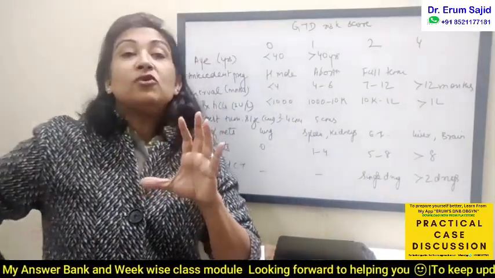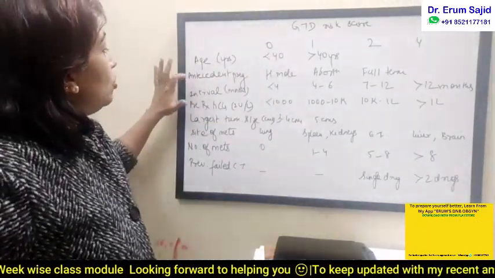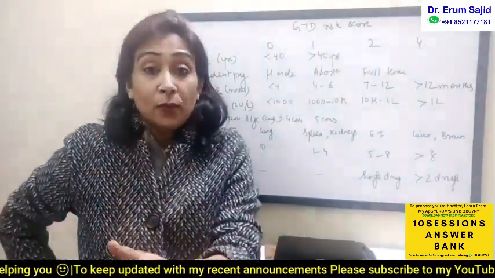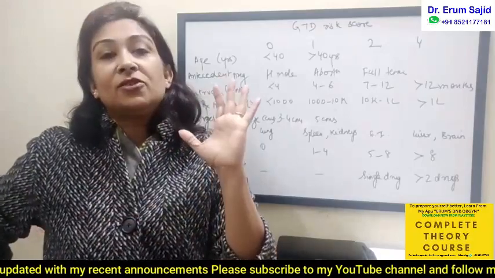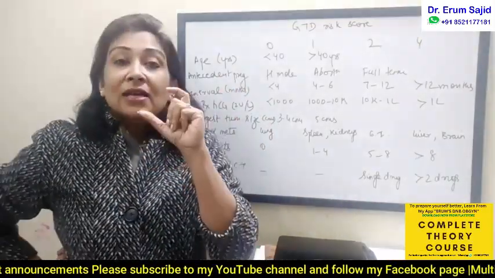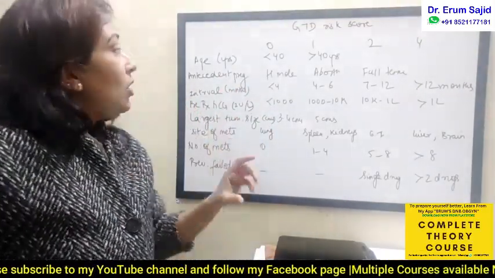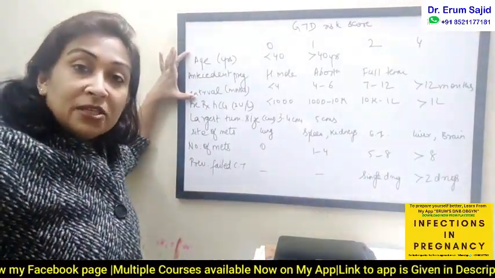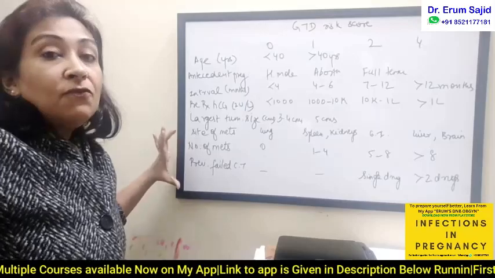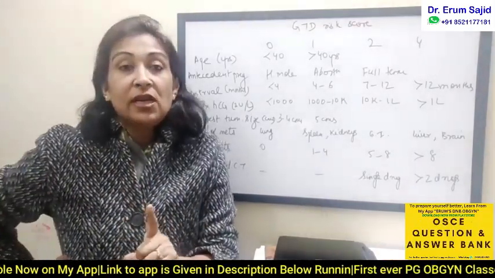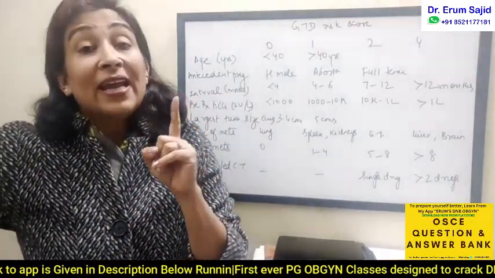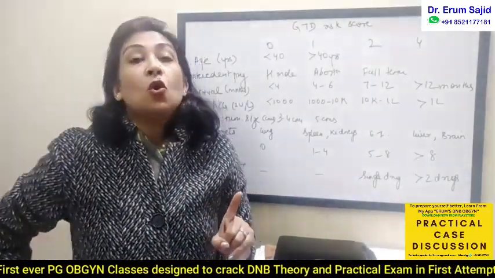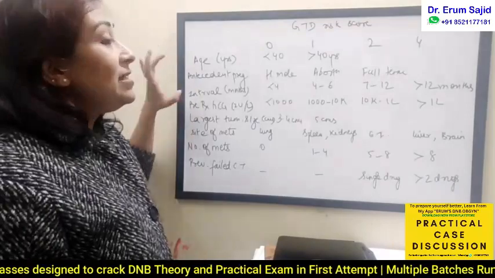Now, you have to remember these variables. There are 8 variables, out of which 3 depend on the history alone. So if you're asking the history properly, you're done with 3 risk assessment scoring variables. The remaining 5 depend mostly on the diagnostic tests for the patient. Correct? So remember these 3 parts.